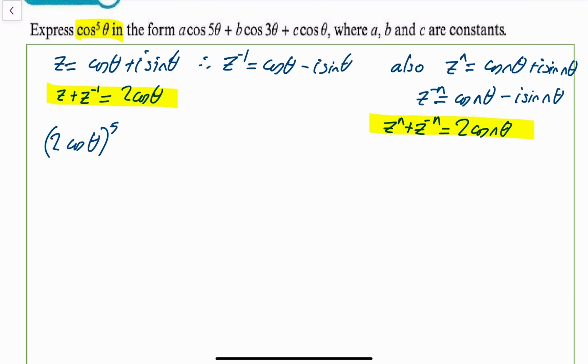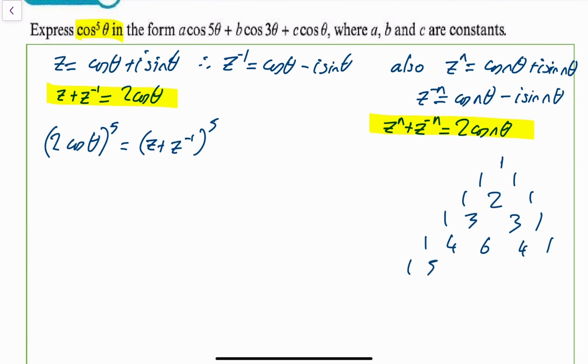But remember what that is. 2 cos theta is the same as z plus z to the minus 1. So it's z plus z to the minus 1, to the power 5. Again, we're using Pascal's triangle. I love Pascal's triangle. If you don't like Pascal's triangle, just use your nCr button on your calculator. But I think it's very quick just to use Pascal's triangle for something like this. It saves me a lot of writing down, going back and forward to my calculator. I know what my coefficients are by looking at this row here.